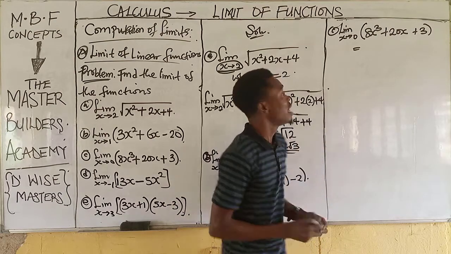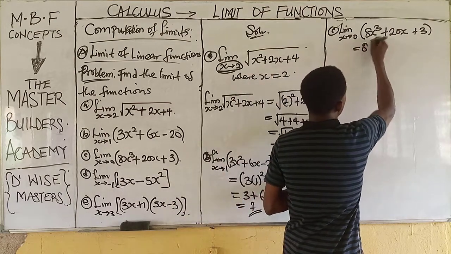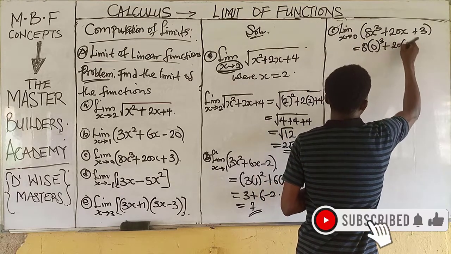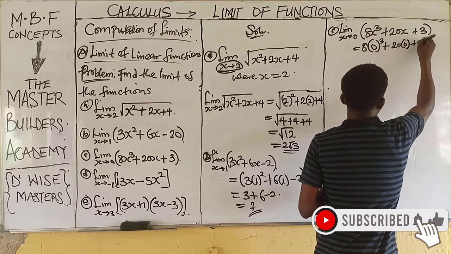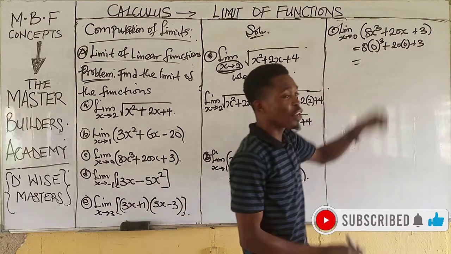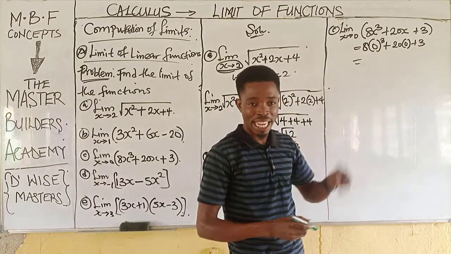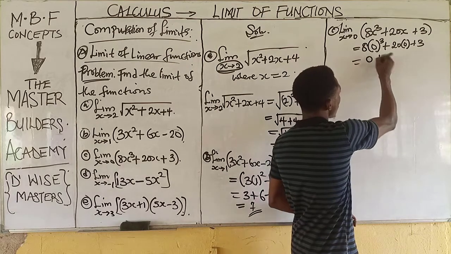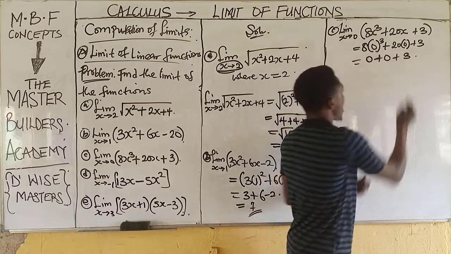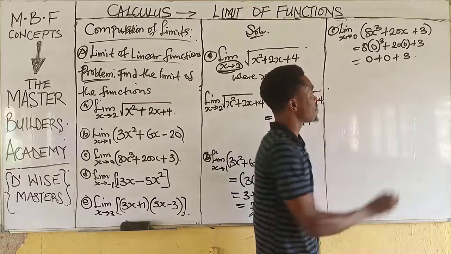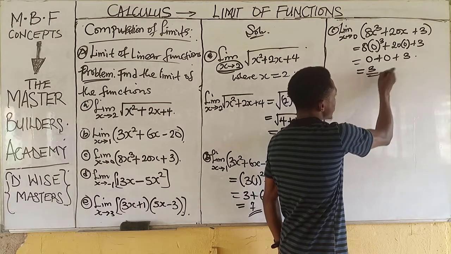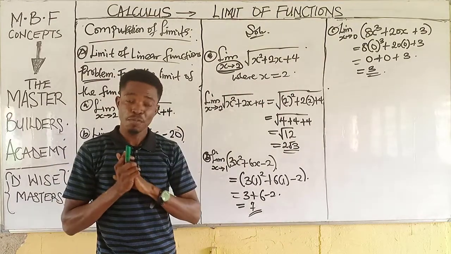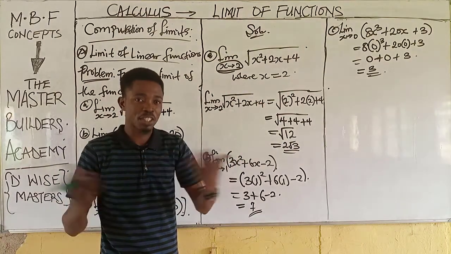Or let's work it out. Now I'll have this as 8 multiplied by x, which is 0, cubed, plus 20 multiplied by x, which is 0, plus 3. So 0 cubed is 0 and 0 multiplied by 8 is 0. Now 20 multiplied by 0 is 0, plus 3. And 0 plus 0 plus 3 gives us 3. This is the answer to this very question. It's as simple as this for functions without numerators or denominators.